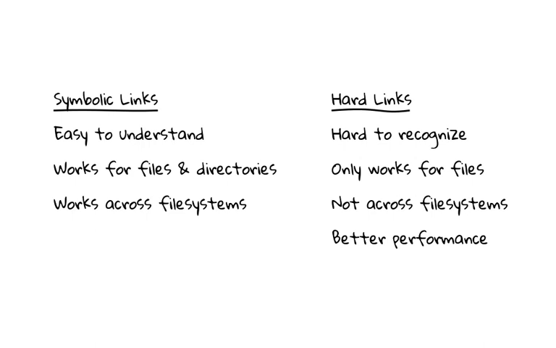So with symbolic links, I find them easy to understand because they stand out and it's easy to see what's going on. Symlinks work for files and directories, and symlinks also work across file systems. On the other hand, I find hard links hard to recognize in that you have to do additional digging to see what's actually happening. Hard links only work for files and not directories. I guess theoretically it's possible, but it hasn't been implemented.